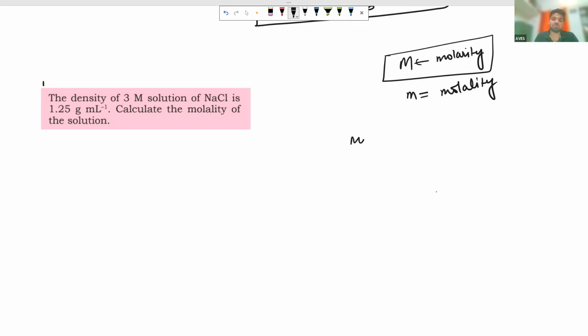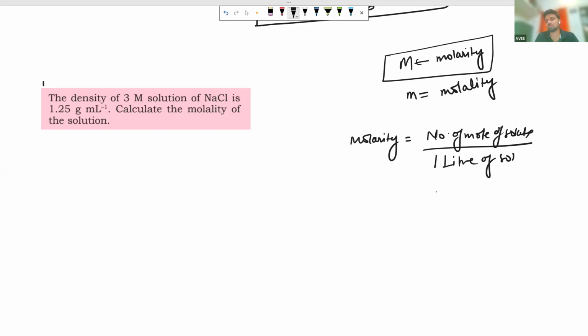Molarity is molarity. I have taught you this one in the previous class. It is the number of moles of solute per liter of solution. One liter of solution. We can say the number of liters of solution if we are writing liters of solution. So it is molarity.